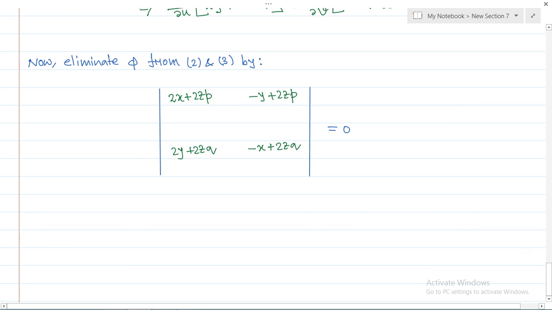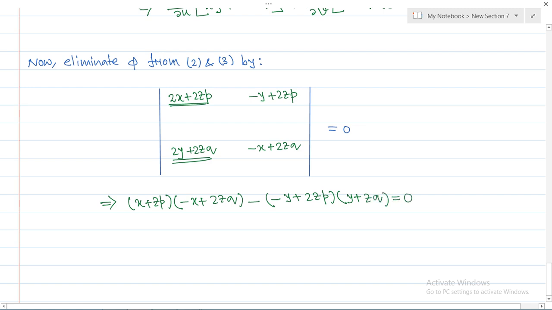So here 2 is coming in all the terms, just like the previous question. So this 2 can be cancelled down, and we have here x plus zp multiplied with minus x plus zq, minus of minus y plus zp into y plus zq. This is equal to 0. On simplification, you will get the final form of the equation, or you can leave it here. There is no problem. So up to this, today we have done.